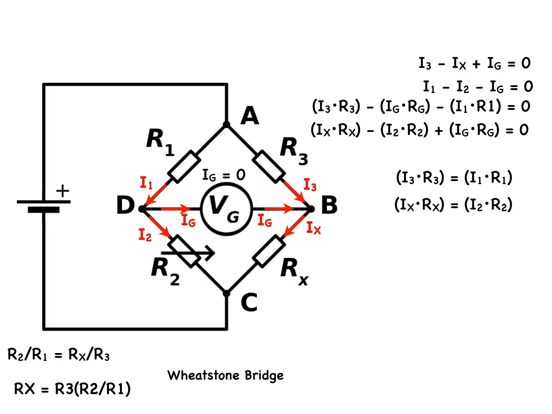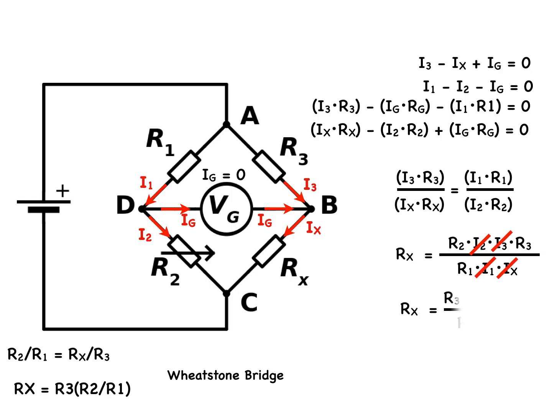Then we take the first equation and divide it by the second equation, and the resulting equation is rearranged, giving us this. When Ig is equal to 0, I3 is equal to Ix, and I1 is equal to I2. I3 times I2 over I1 times Ix cancel out of the above equation. Rx is now given as Rx is equal to R3 times the quantity R2 divided by R1, which is what we set out to prove.